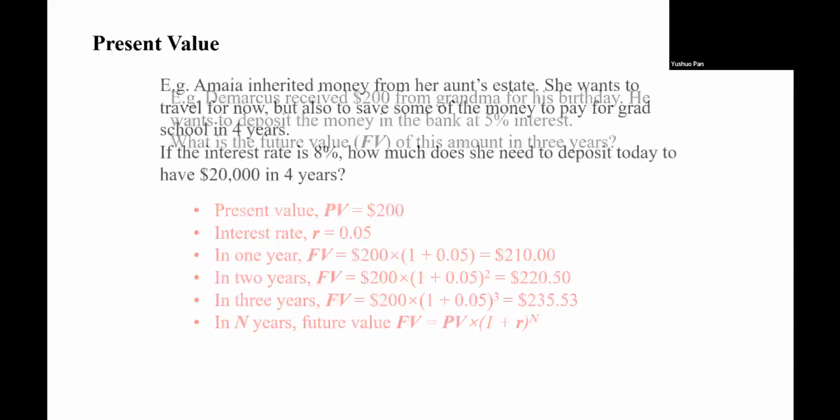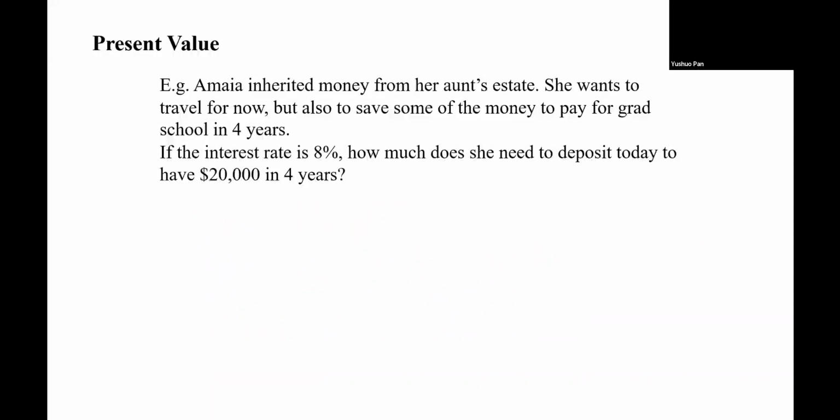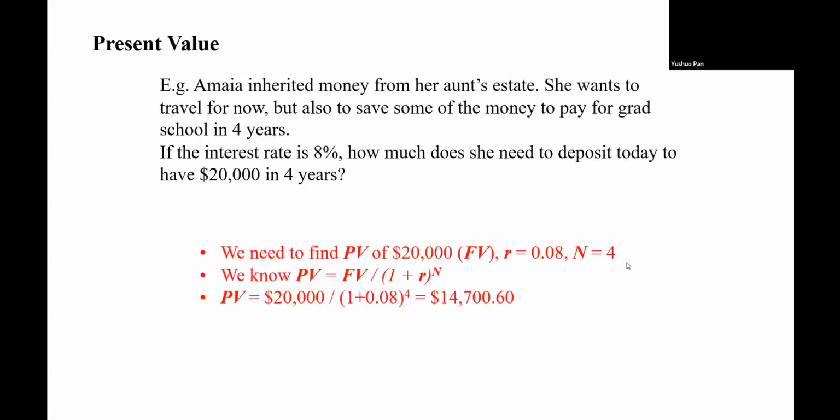And the next one is about present value. In the previous question, we gave you the present value and the interest rate, and you figured out the future value. In this one, you know the future value and the interest rate, and you need to find the present value. So we need to find the present value of $20,000, right? And R is 8%, and it's 4 years. So all we need to do is just plug all the numbers into that equation.